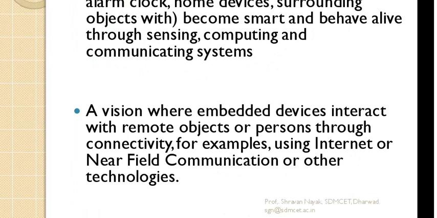Now embedded devices, when I say devices, it can be anything, it cannot talk, right? So it should be able to interact with the remote objects or persons through connectivity. For example, using internet or NFC devices, the near field communication devices. I will tell you what these near field communication devices are. Or it could be with the help of other technologies. Okay, so this is the vision of IoT, right? Then probably in our next discussion we will have a very important aspect to be discussed, that is the IoT conceptual framework, right? This is where the actual concept of IoT, how you materialize that, how you realize that, all those things start.